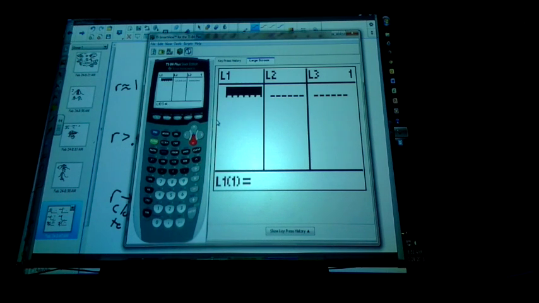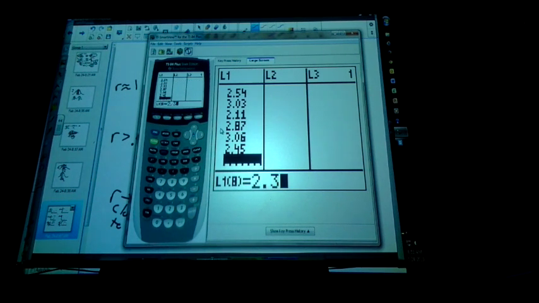So again, for L1, I'm going to plug in price. So I have 2.25, 2.54, 3.03, 2.11, 2.87, 3.06, 2.45, 2.36, 1.96, and 2.66.